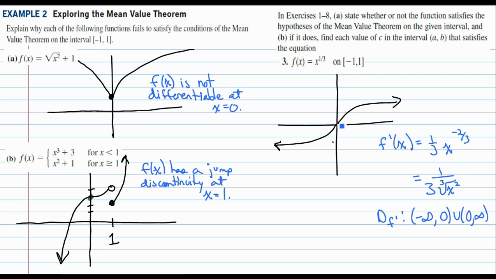So this function is not differentiable at 0. I didn't do a very good job of drawing it, but there is a vertical tangent here at 0. So the function f of x is not differentiable entirely between -1 and 1, so it doesn't satisfy the mean value theorem.